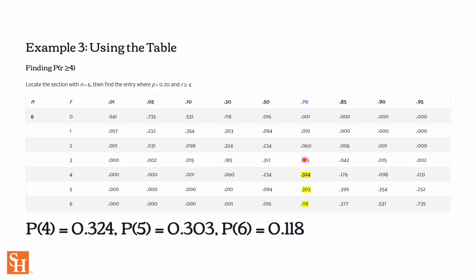Our probability of germination was 70%. So here our R is 4, 5 and 6. Therefore we are interested in this, and we have the corresponding probabilities here. To get the final probability, we have to take the sum of all of these probabilities, and that will finally give us the probability that there will be at least 4 germinations out of the 6 seeds, and we will do that in the next slide.